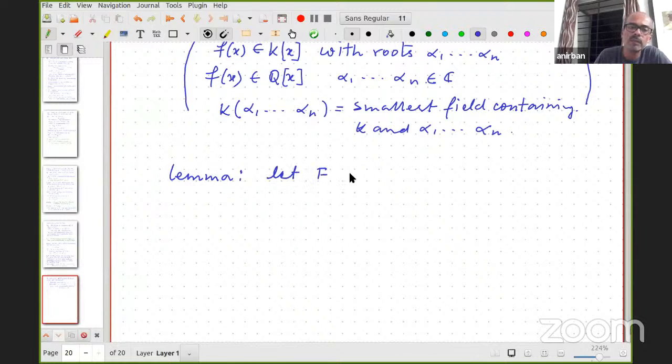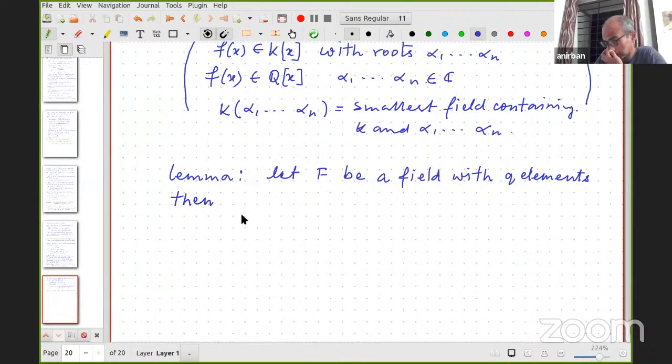So let F be a field with q elements, as always for us. Then the polynomial x to the q minus x is a polynomial in F_p[x]. So this 1 minus 1 is coming from F_p.